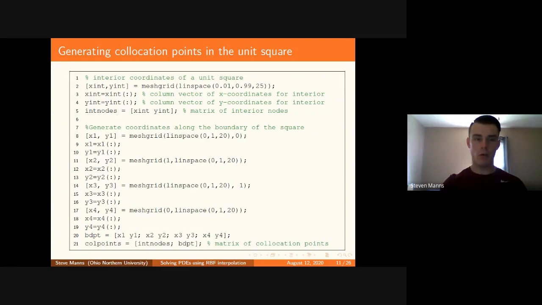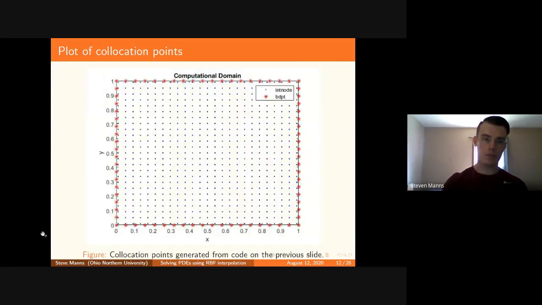As for the boundary points, the approach that we take is to think of each individual side of the square. For example, in line 8 here, we're going to let the x value go from 0 to 1, fix the y value at 0, and use the meshgrid and linspace functions again to get points on the line segment from the origin to the point (1, 0). We use a similar approach on lines 11, 14, and 17, put those into a matrix of boundary points, and combine the interior nodes and boundary points into a matrix with all of our collocation points on the final line.